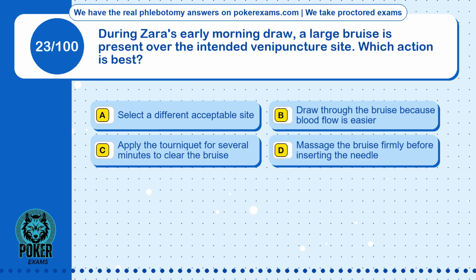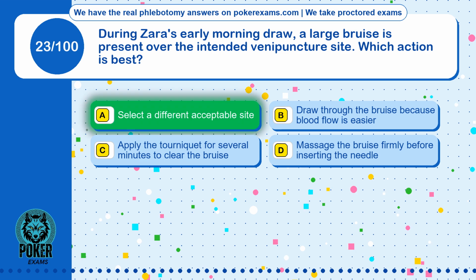Question 23. During Zara's early morning draw, a large bruise is present over the intended venipuncture site. Which action is best? Option A. Select a different acceptable site. Option B. Draw through the bruise because blood flow is easier. Option C. Apply the tourniquet for several minutes to clear the bruise. Option D. Massage the bruise firmly before inserting the needle.